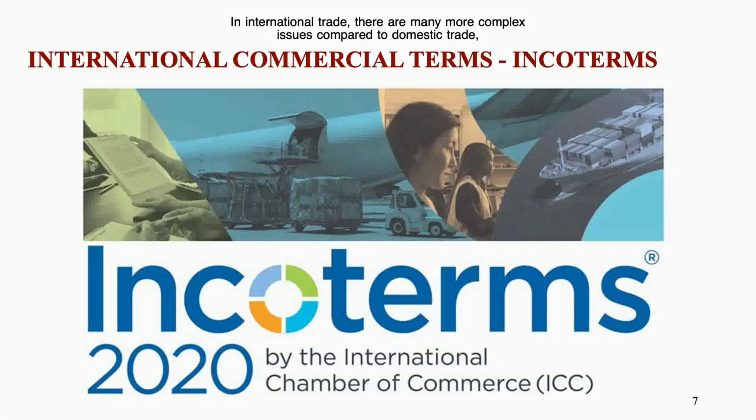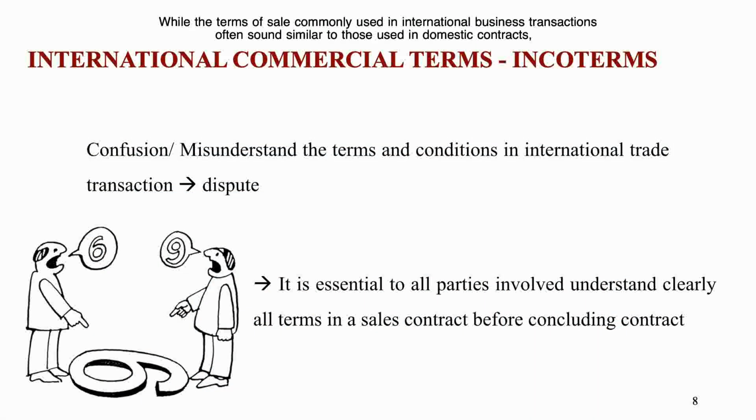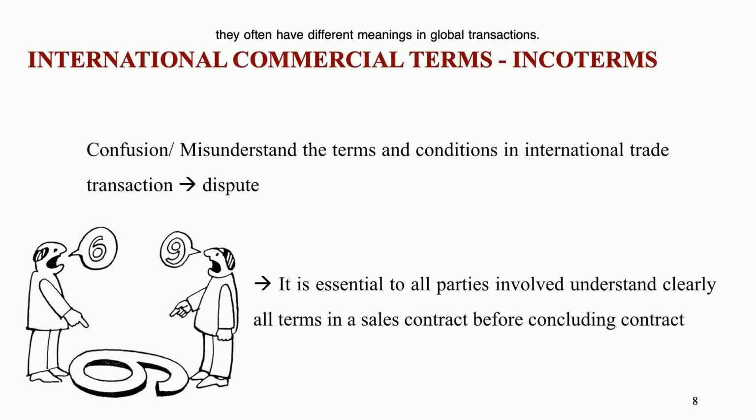In international trade, there are many more complex issues compared to domestic trade, such as complicated payment methods, foreign currencies used in payment, etc. While the terms of sale commonly used in international business transactions often sound similar to those used in domestic contracts, they often have different meanings in global transactions. Confusion over these terms can result in a lost sale or a financial loss on a sale. Thus, you must understand the various trade terms before you finalize a contract.